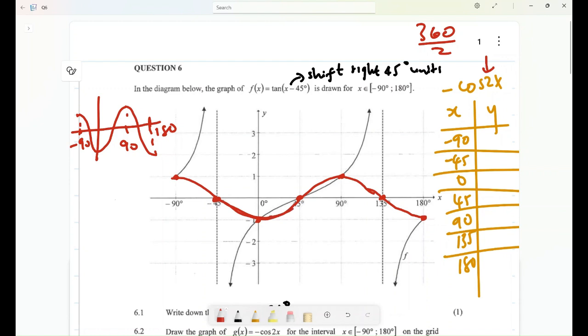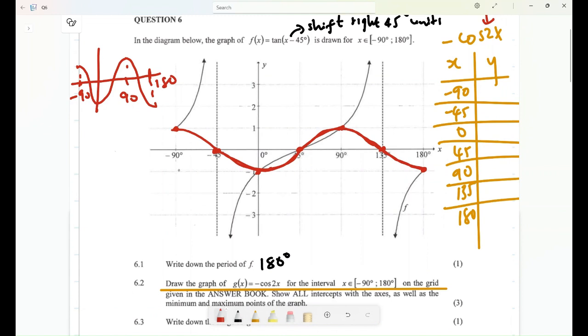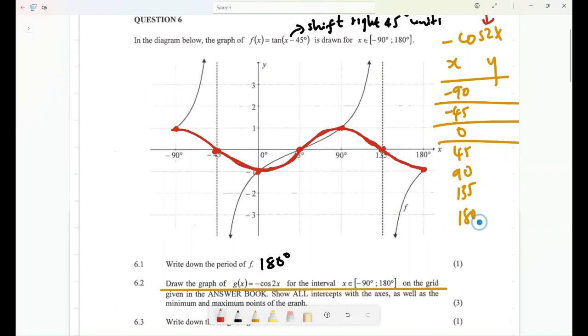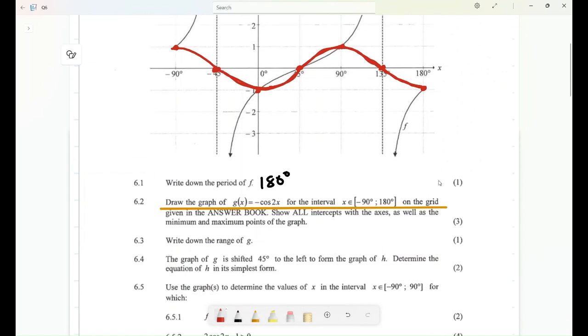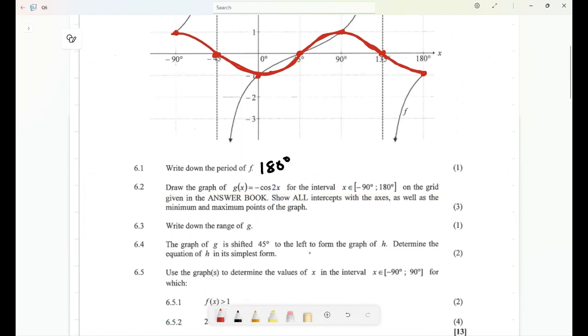Yes, that is my graph. That is my negative cos 2x graph. Now I'm in a position of answering the questions. They now say to show all the intercepts with the axis. Okay, already these are there. You have already shown them from the sketch.